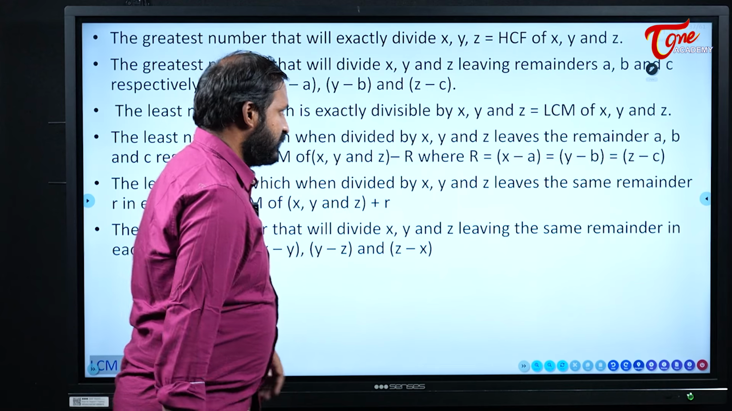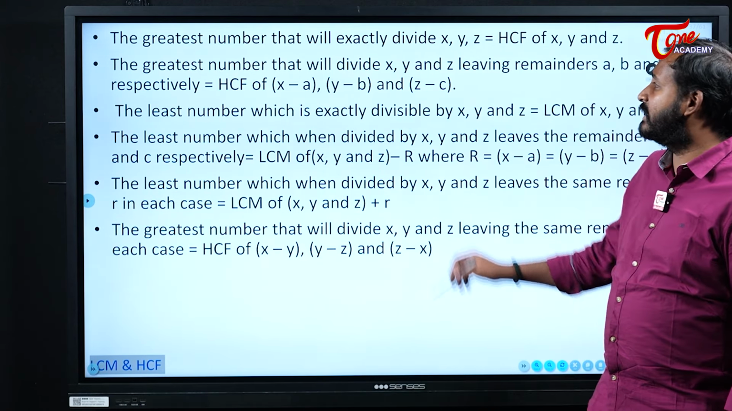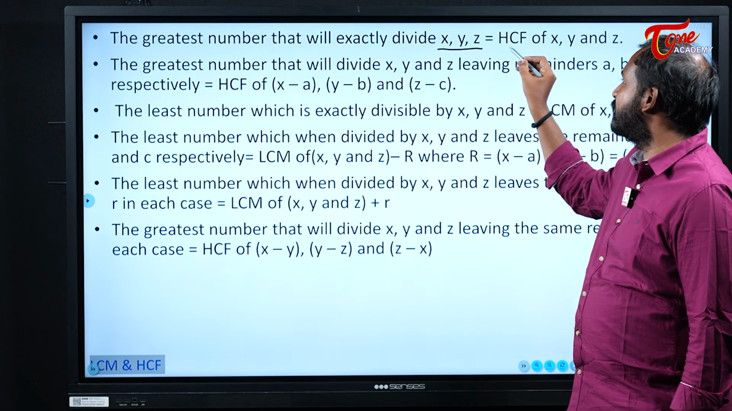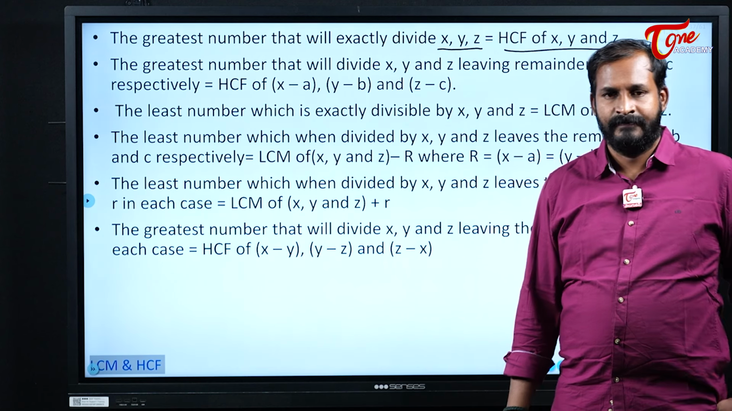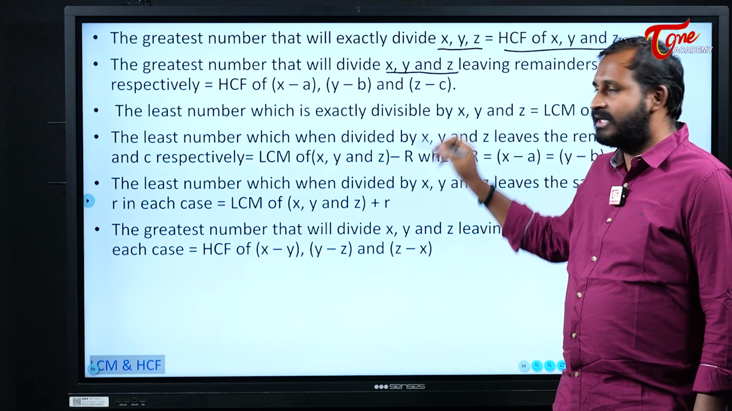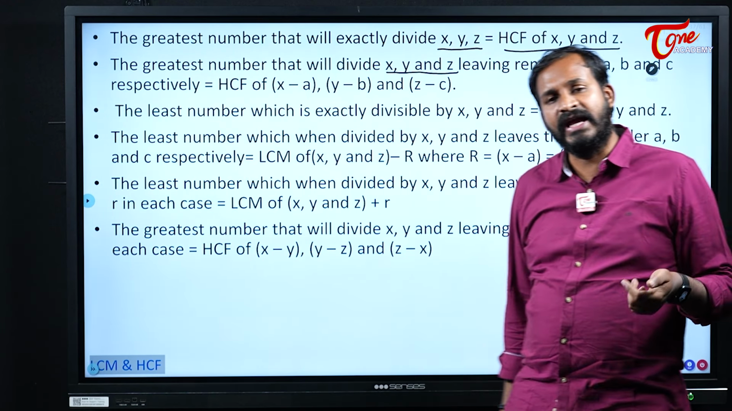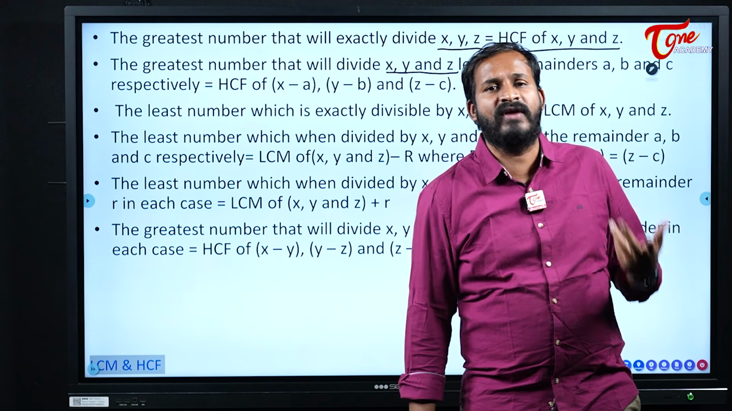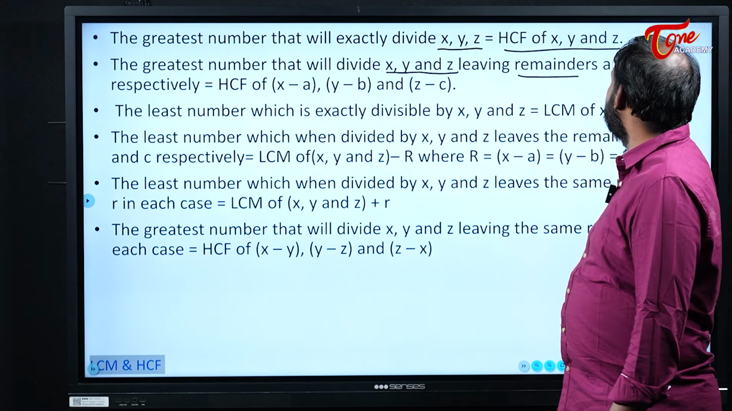Okay. Next. Now here we have some standard formulas in this case. See here, the greatest number that will exactly divide x, y, z is HCF. That is nothing but HCF of those 3 numbers. Okay, next. The greatest number that will divide x, y and z. That means there is a number. It will divide x, y and z. See, a number dividing x, y, z means what? That number will be a factor for x, y, z. Okay. Leaving remainder a, b and c.